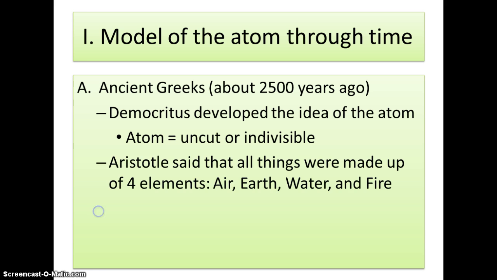Unfortunately, after Democritus, Aristotle came around and said that Democritus is wrong, and he thought that all things were made up of 4 elements: air, earth, water, and fire, and that kind of set the world back for a long period of time.